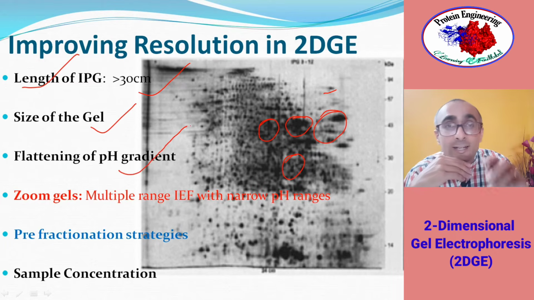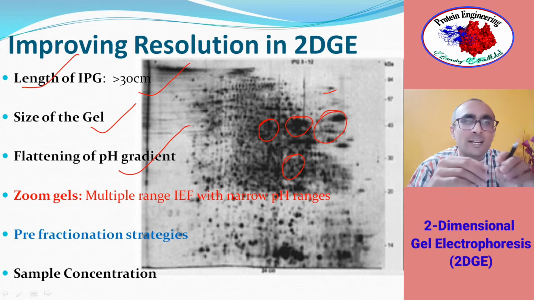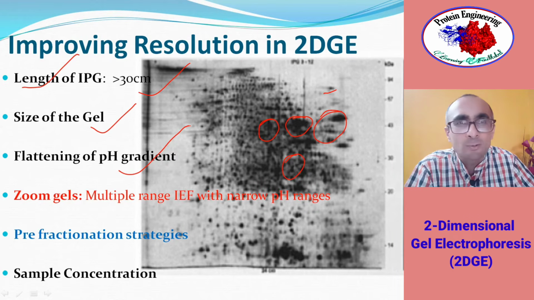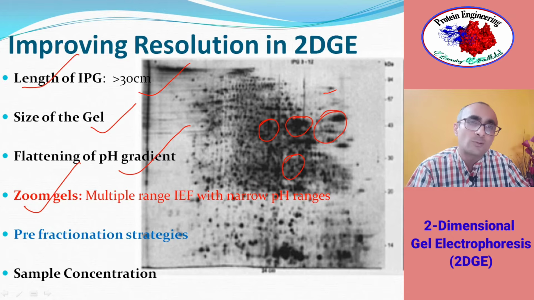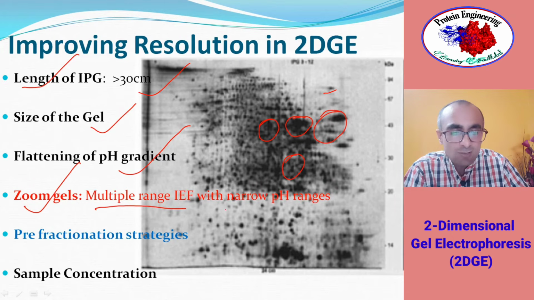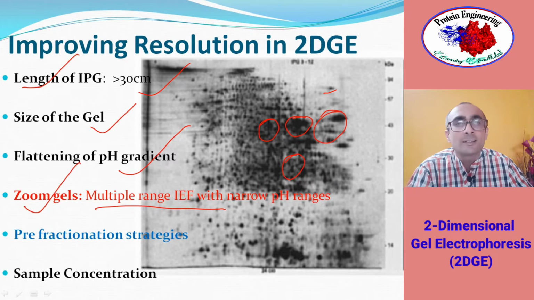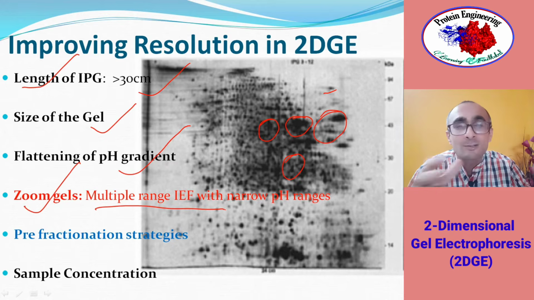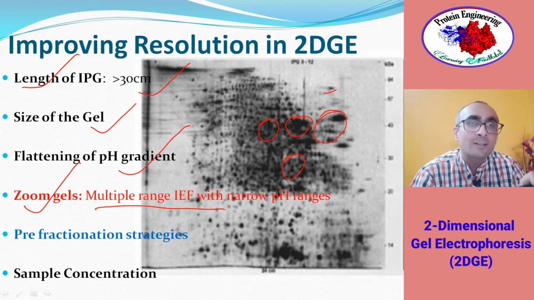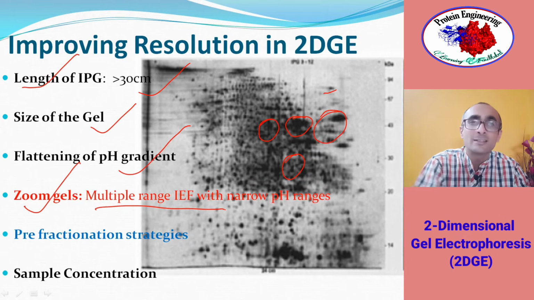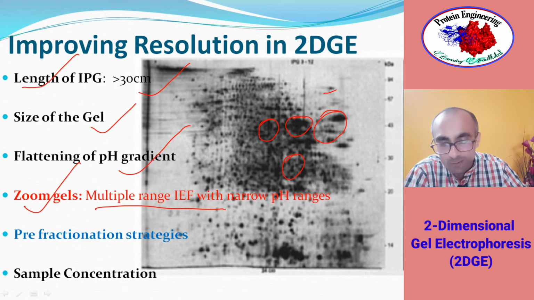Flattening of the pH gradient. If you see, most of the proteins lie in a particular range of pH. That pH range can be flattened in order to improve the resolution. And zoom gels is another strategy which is used to improve resolution, where multiple range isoelectric focusing can be run with narrow pH ranges. For example, you are running a 3 to 12 pH range and it's very crowded, resolution is poor. You can run 3 to 7 IEF in one sample, and the second time run 7 to 12. And these two gels, you can put together for final analysis of the proteome. So that's called zoom gels.